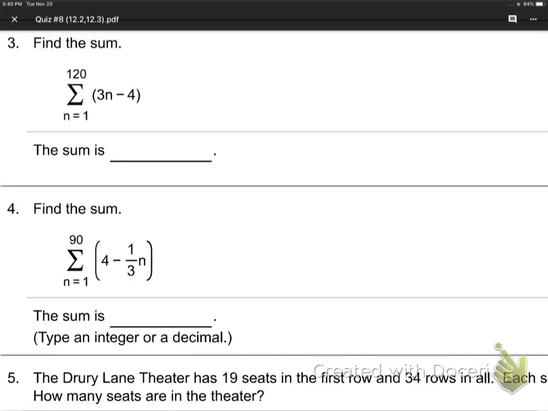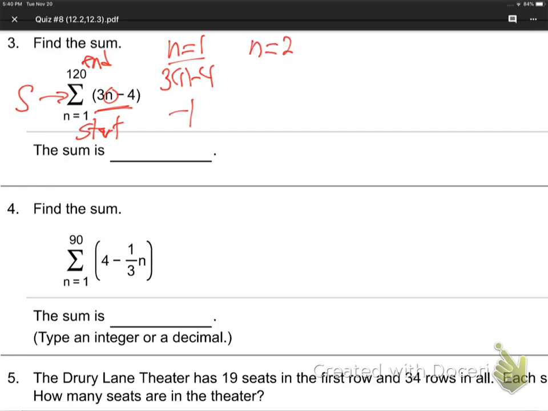Okay, so this summation formula they're giving me here, this means add up, that's a big Greek S, sum up, add up this formula as we start at 1 and end at 120. So plug in n equals 1 to this formula. 3 times 1 minus 4, putting in a 1 right here for n. What's that? Negative 1. And then plug in 2. 3 times 2 minus 4, that's 6 minus 4, 2.